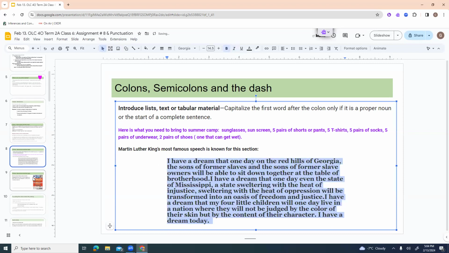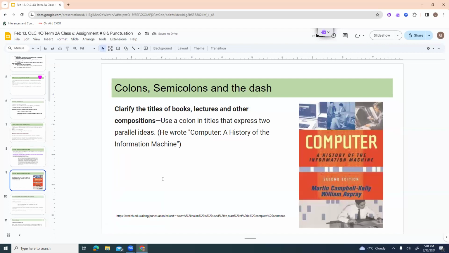It's not always done that way, but it's one way. Sometimes you can use a colon to clarify the titles of books, lectures, and other compositions. So here, you see the one word "Computer" in big letters. Now there's no colon here on the page, but underneath it, there's kind of like a subheading, "A History of the Information Machine." So when you're writing that in a sentence, you would put "Computer: A History of the Information Machine." And it kind of conveys, hey, this is the subheading.